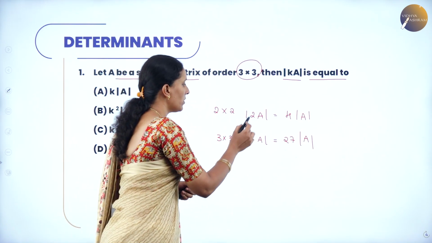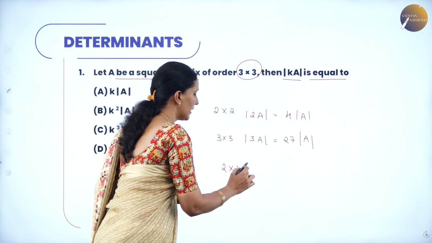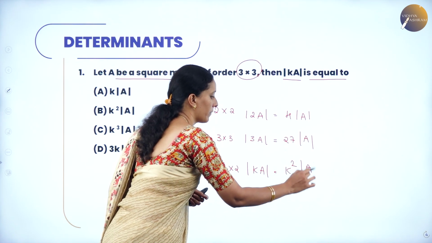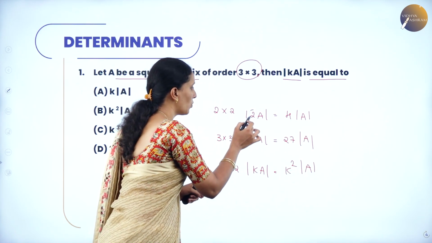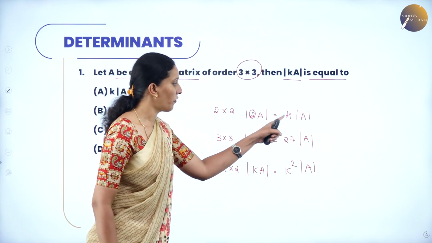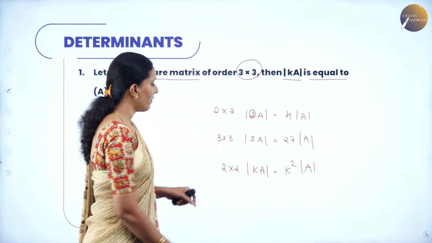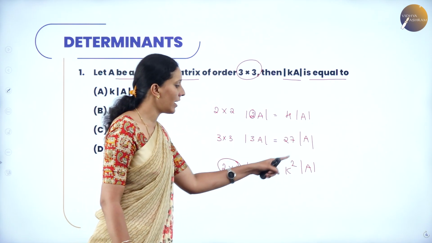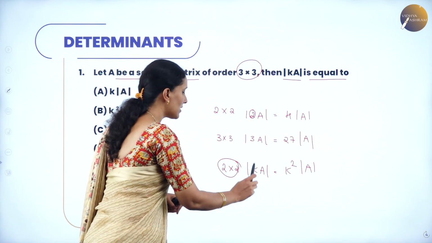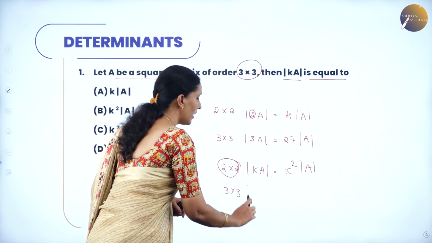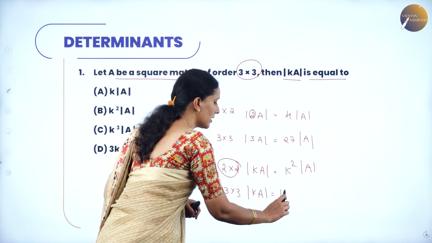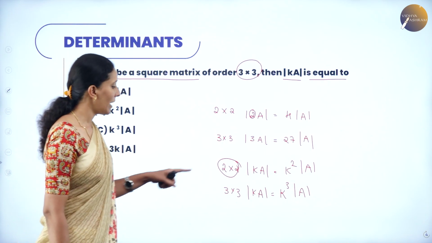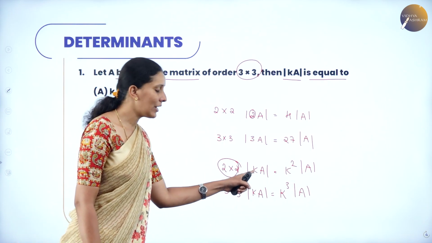Now here, suppose it is a 2x2 matrix, then determinant of kA can be written as k square times determinant A. So here the value of k is 2, and 2 square is 4, so it is 4 times determinant A. So whenever you have a 2x2 matrix, then determinant of kA can be written as k square into determinant A. Similarly, suppose it is a 3x3 matrix, then determinant of kA can be written as k cube times determinant A. So this is how we will write based on the order of a matrix and the value of the k given here.